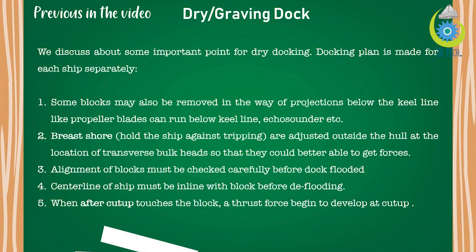And the second point is breast shores. Breast shores are basically used to hold the ship against tripping, and are adjusted outside the hull at the location of transverse bulkheads so that they are better able to take the forces. And again, I am telling you that the transverse bulkheads are present inside the hull, while breast shores will be present at that location of the transverse bulkhead outside of the hull. Alignment of the blocks must be checked carefully before the dock is flooded. That is the third point. Now the fourth point: the center line of the ship must be in line with the blocks before deflooding. And the fifth point: when the after cut-up touches the block, a thrust force begins to develop at the cut-up.